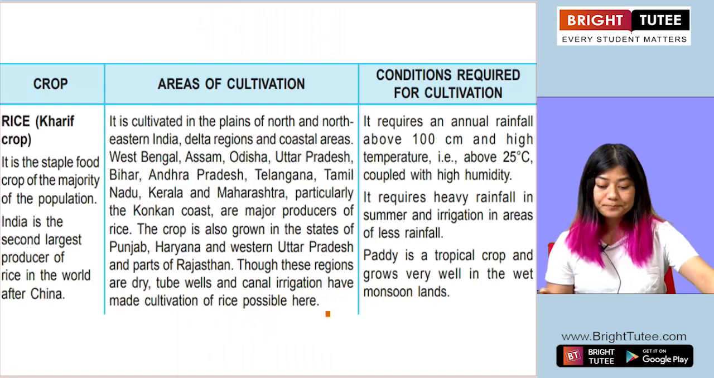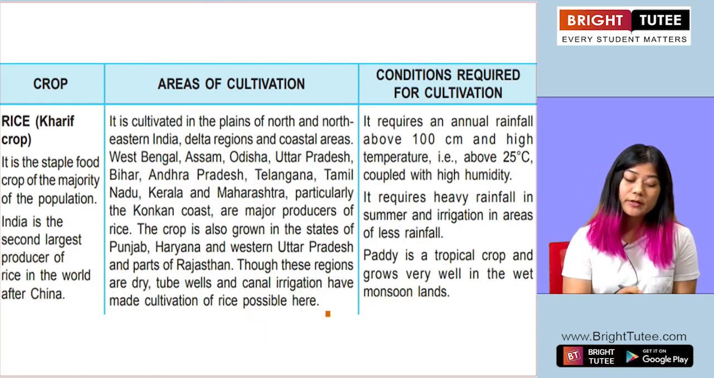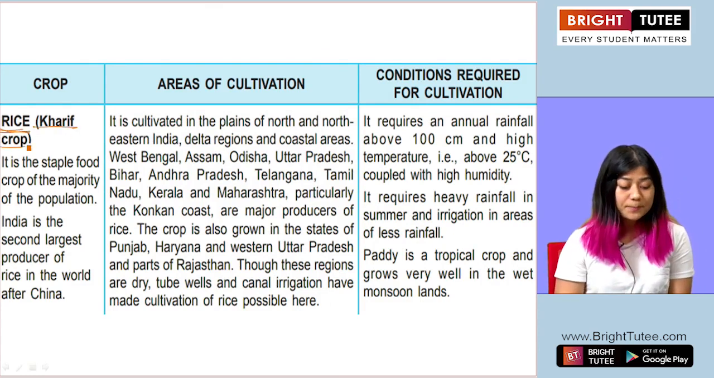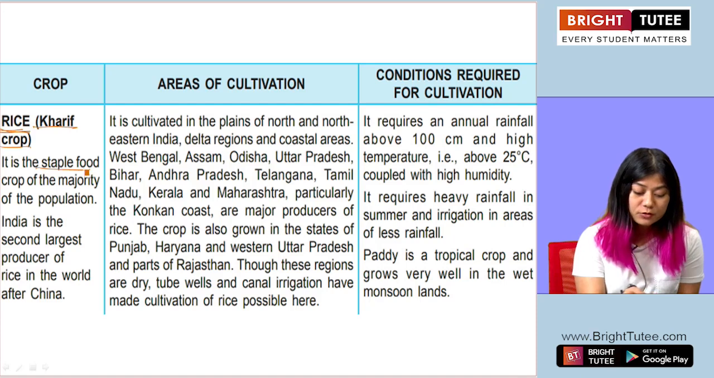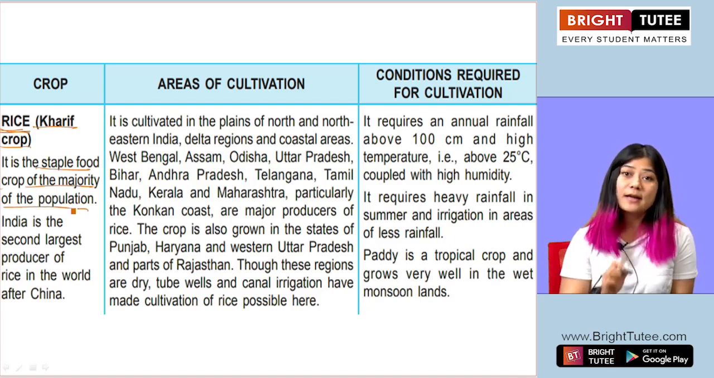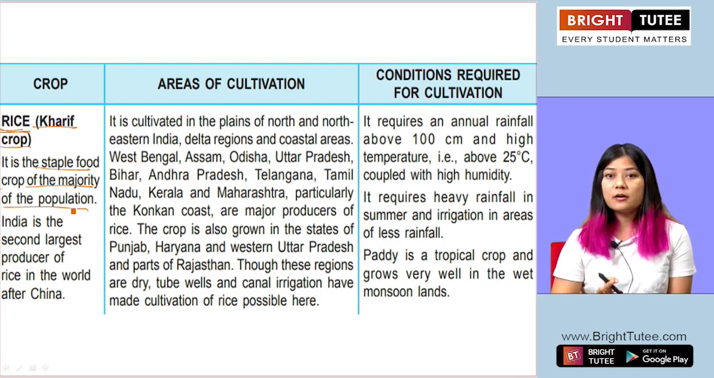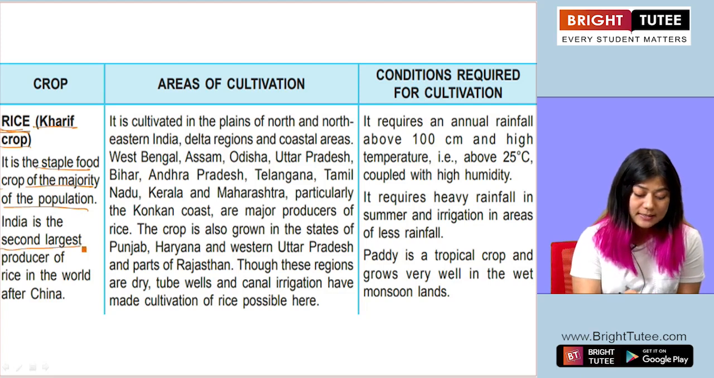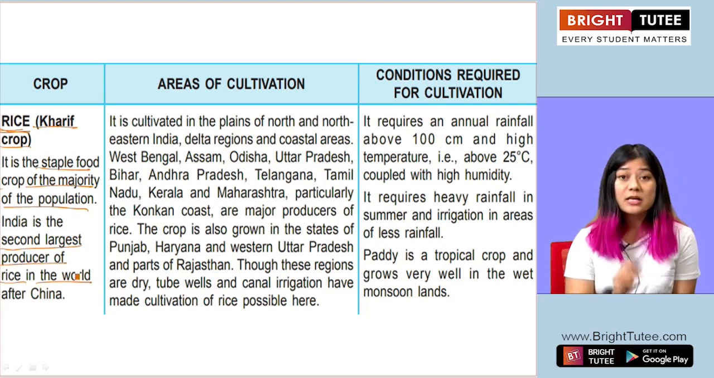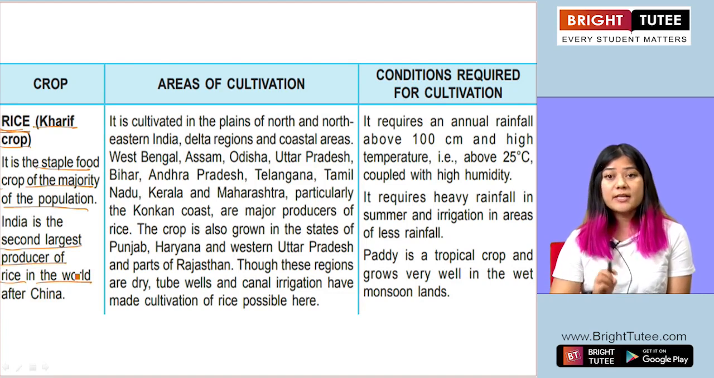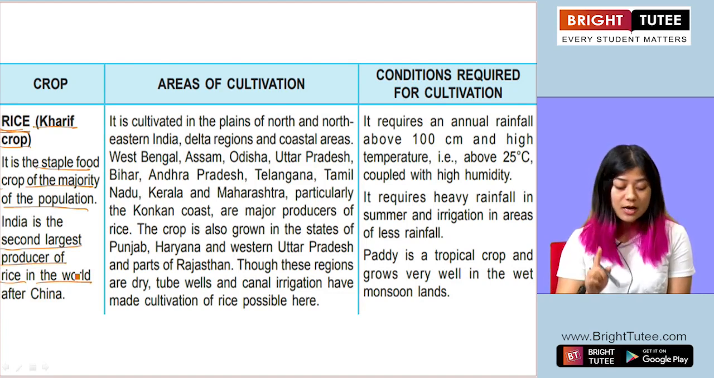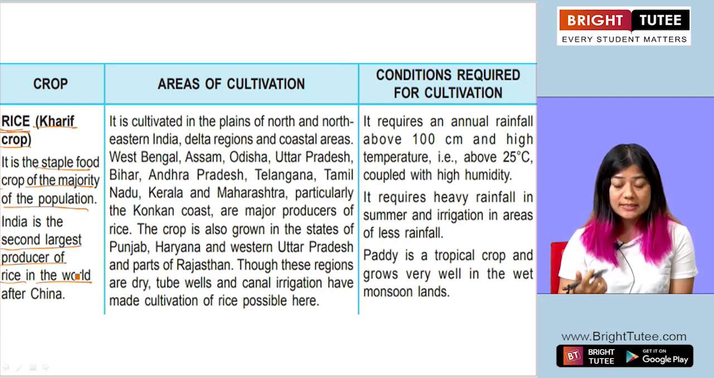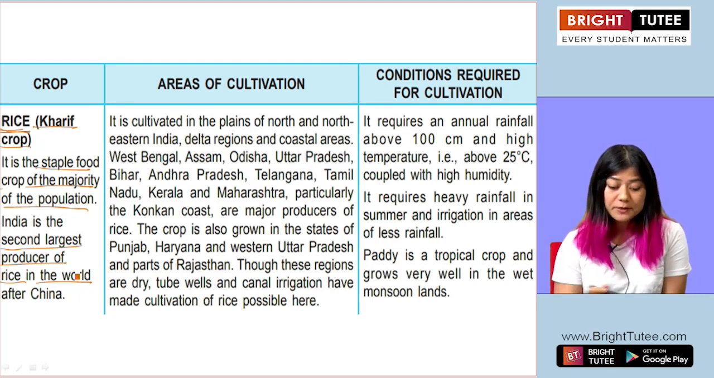cultivation. The next crop that we are going to look at is rice. Rice is a kharif crop. Rice is the staple food crop of the majority of the people in our country. Most of the people in our country consume rice as food. India is the second largest producer of rice in the world after China. In the world, China is the largest producer, and after China, it's India.